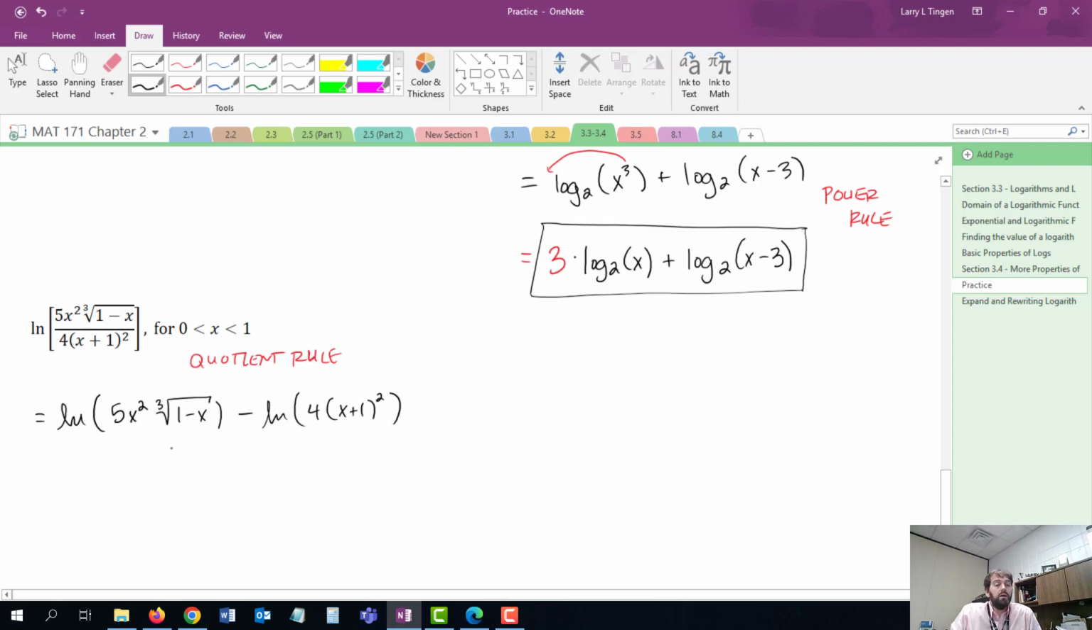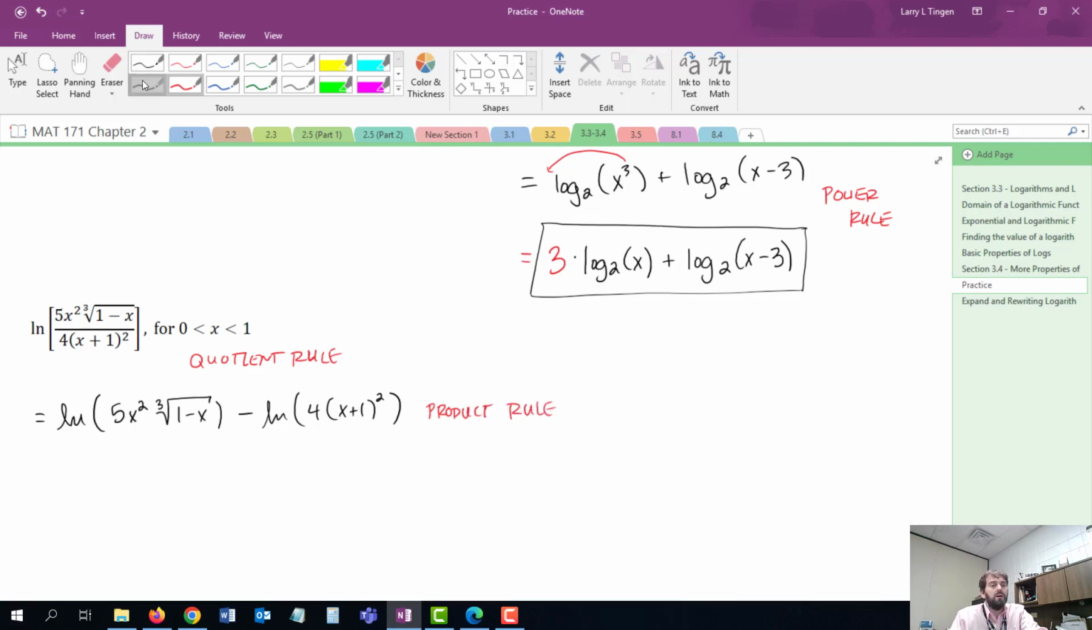All right, now let's go one step further. Actually, let's not do that yet. Both of these terms have products in them, right? 5x squared times the cube root of 1 minus x, 4 times the square of x plus 1. So I'm going to use the product rule to simplify both terms. I may need to use it again.